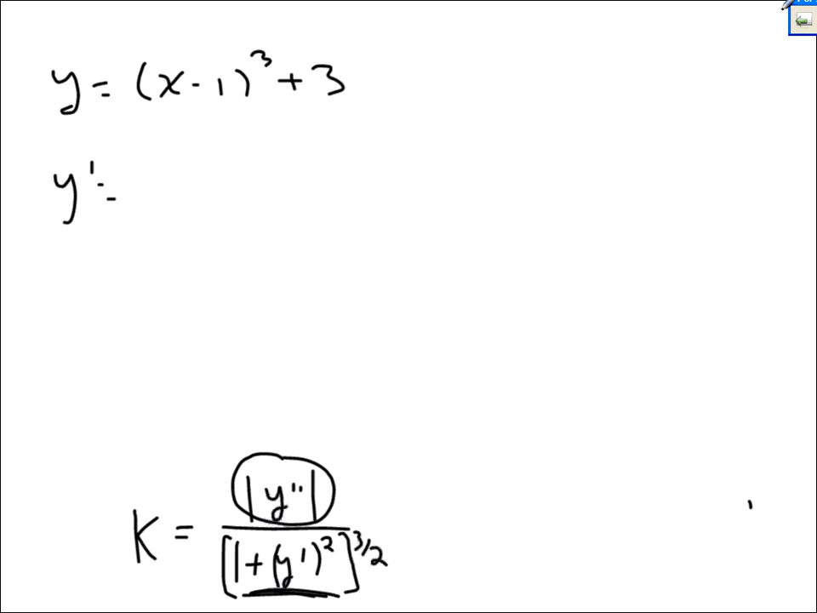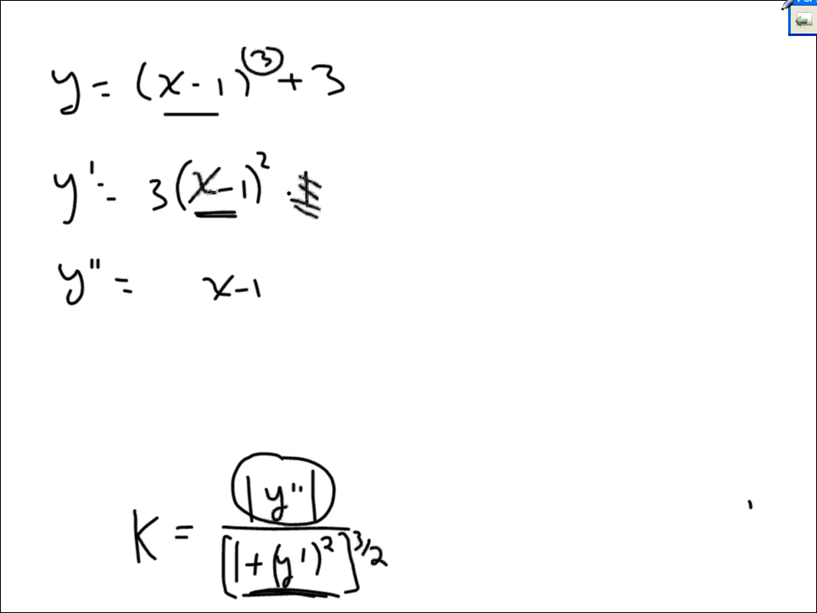y prime is, you have a function to a power. Keep the function the same, bring down the power, make a new power one less. Then take the derivative of what's in there, which is 1, and multiply it by that derivative. So you don't have to multiply by 1. It doesn't do anything. The second derivative, you have a function to a power with a constant in front. Don't worry about the constant. Don't have to use the product rule. 2 times 3 is 6.